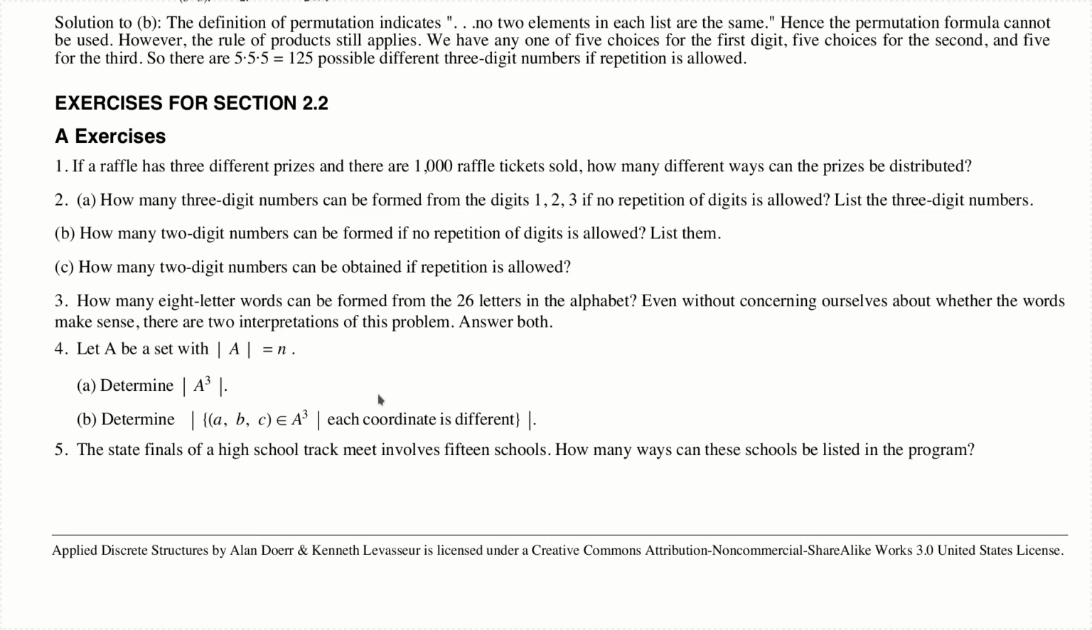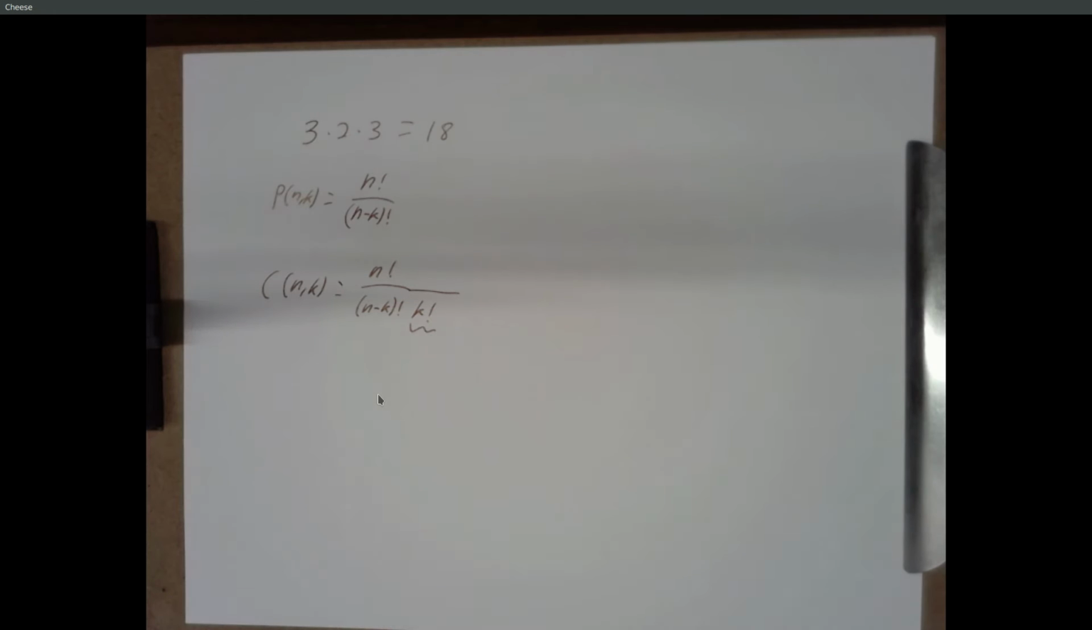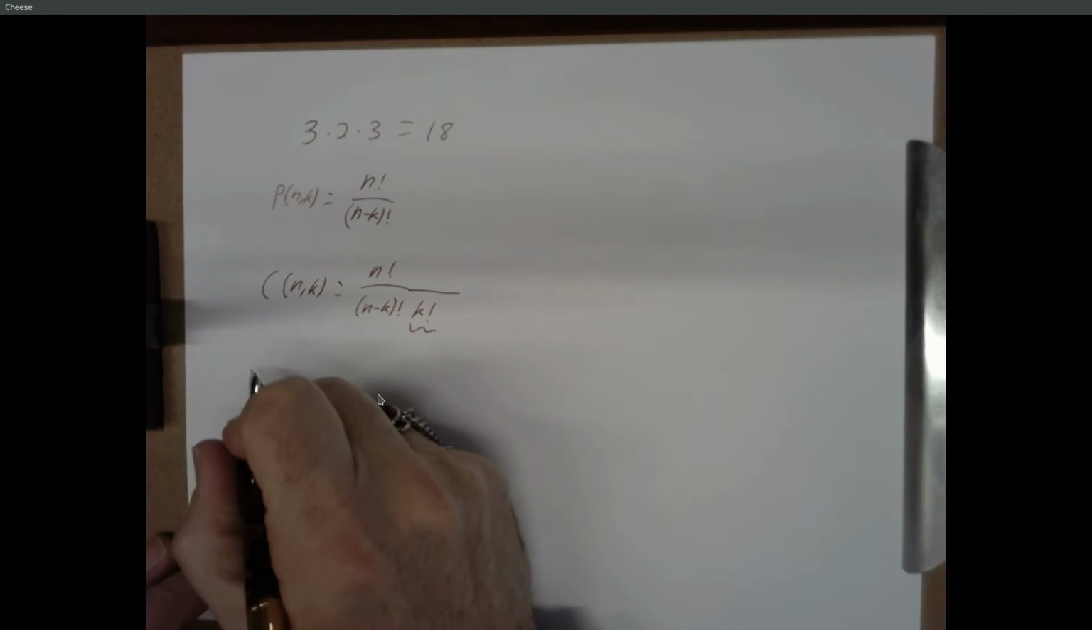So 2.2, we're looking at permutations. A raffle has 3 different prizes. There's 1,000 tickets sold. Different prizes is key here. If there were 3 identical prizes, then the order in which we pick the 3 winners wouldn't make any difference, and it would become a combination question. In this case, the order matters, so it's just the number of 3 permutations of 1,000 objects.